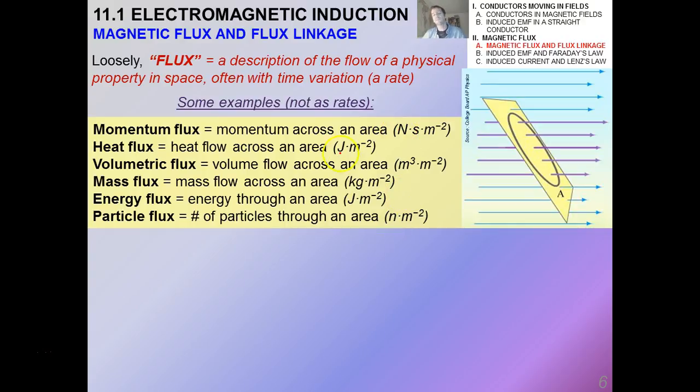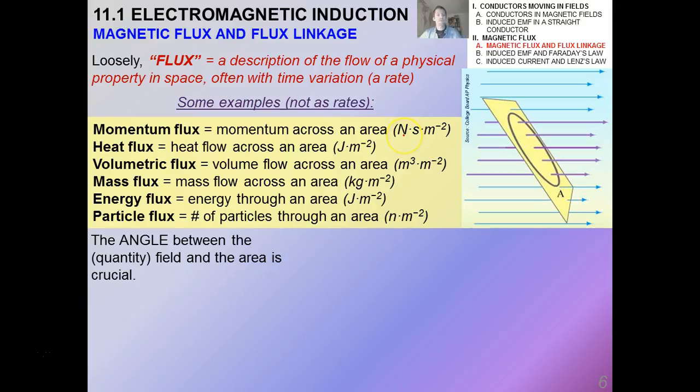So some examples, which are not as rates, that we use in physics, there's millions of examples of flux. There's momentum flux, heat flux, volumetric, mass, energy, particle, okay? And you can see that all the units of these fluxes, they're all something per meter squared, per unit area, okay?